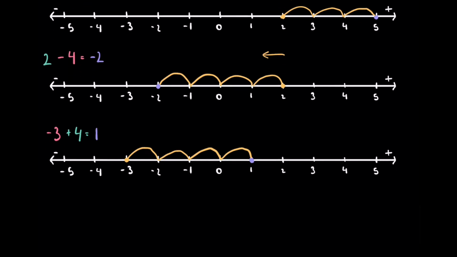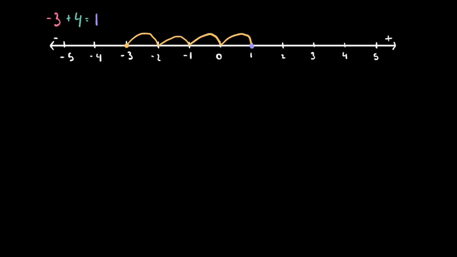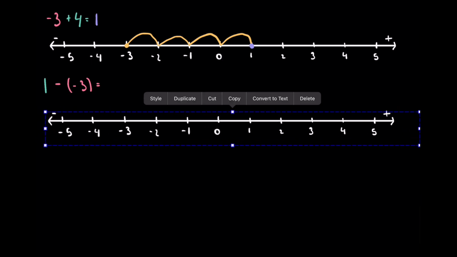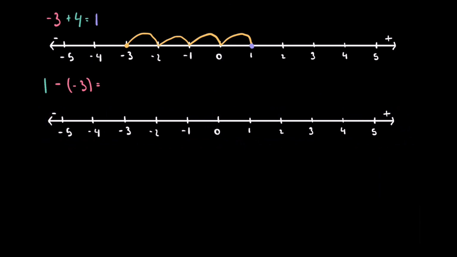Let's try some slightly harder questions with a bit more negative signs. So let's say we're asked to find what is 1 minus -3. How do we actually solve this? Let's first bring out the number line and see if we could use the same process as before. So we're starting at 1, which is right here. And then we're subtracting -3.